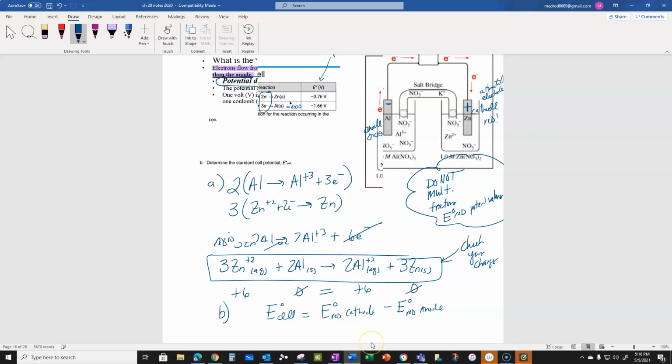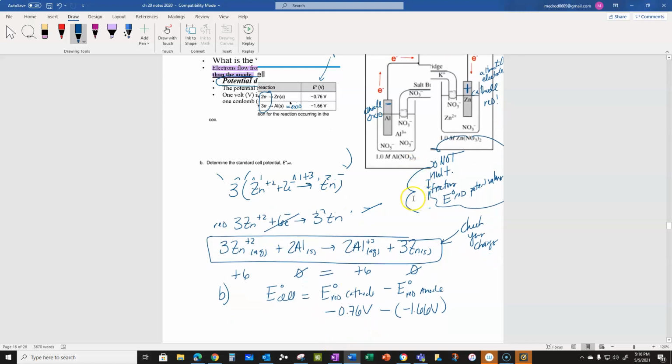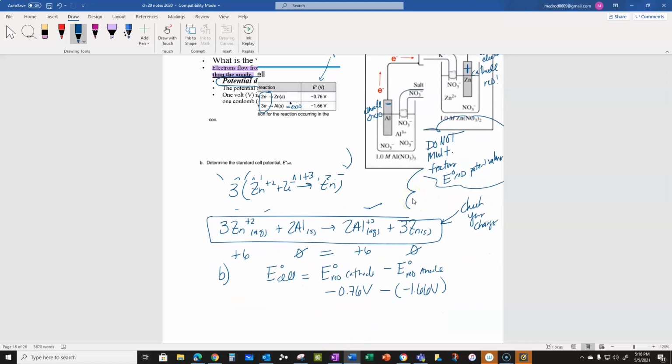So my cathode was zinc. I'm going to take that value for zinc up there, which was negative 0.76 volts, minus, and I'm going to take the anode, which is aluminum. I'm going to take the value, not flip or anything, negative 1.66. And when I plug that in, ladies and gentlemen, sig figs and all, my E cell will be a positive 0.90 volts. And that is thermodynamically favored.